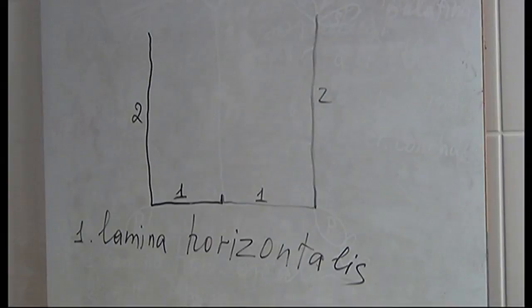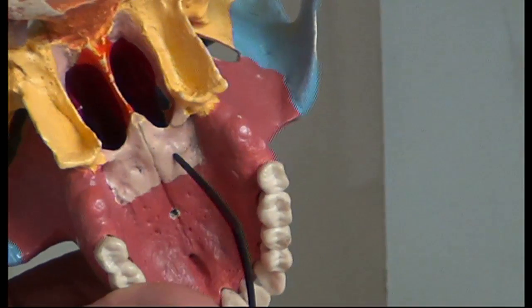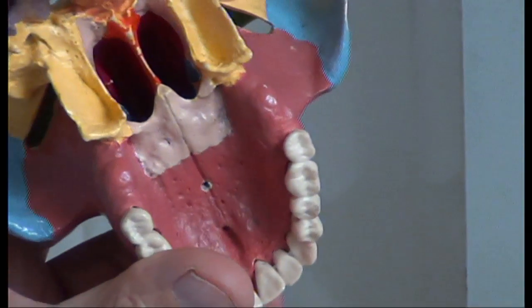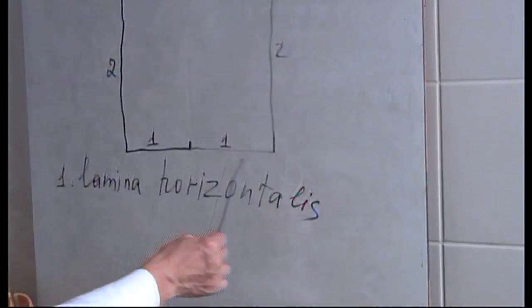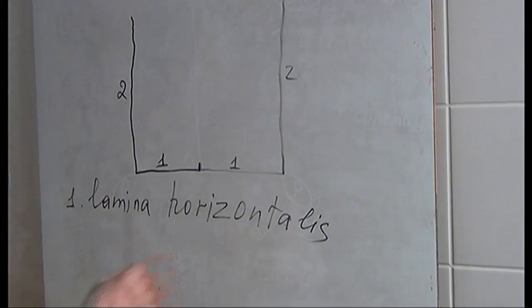So again, may I ask you a question? What wall of the oral cavity does lamina horizontalis ossis palatini form? What wall? I hope you shall answer an upper wall, superior wall. So the oral cavity will be here, and that's why lamina horizontalis ossis palatini forms the superior wall of the oral cavity.